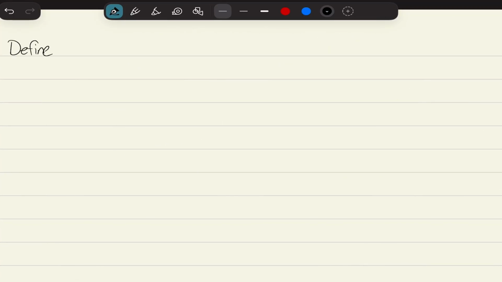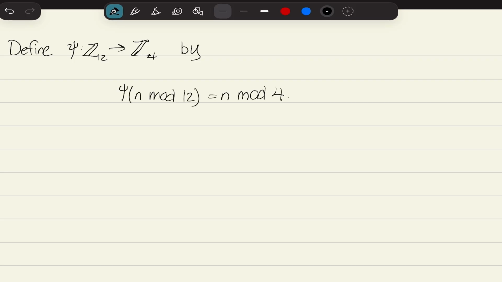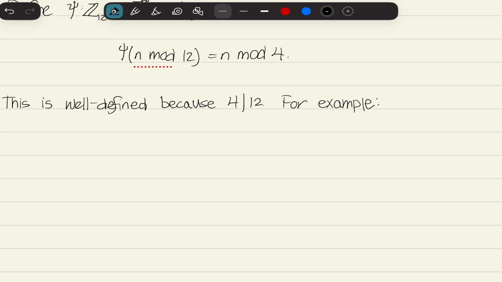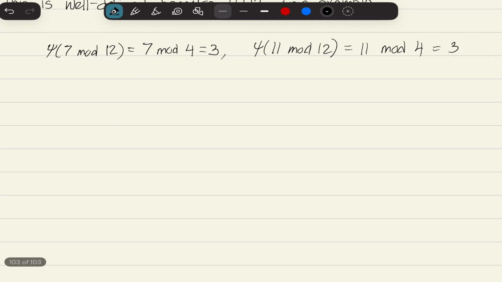Example 2, we have a scenario we haven't quite covered before, but it should be familiar enough. This is called a factor map, when one modulus divides another. Define psi going from Z12 to Z4 as psi of n mod 12 equals n mod 4. This is well defined because 4 divides 12. For example, psi of 7 mod 12 equals 7 mod 4 equals 3, and psi of 11 mod 12 equals 11 mod 4 equals 3.